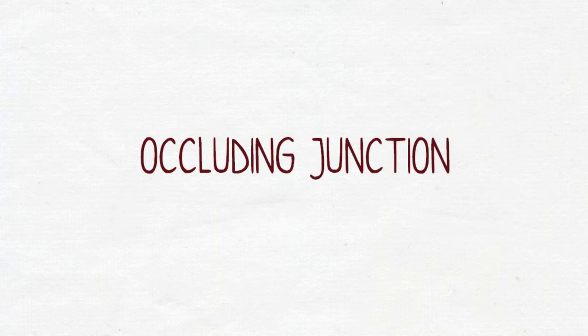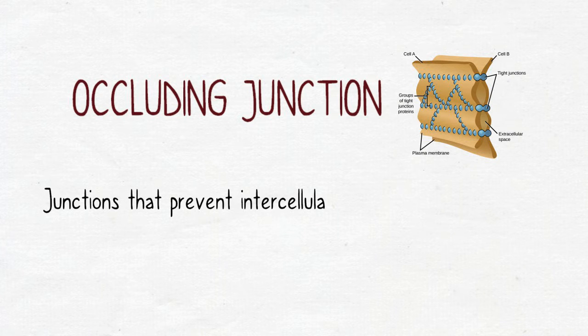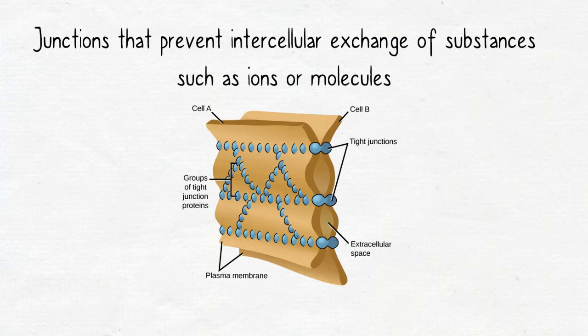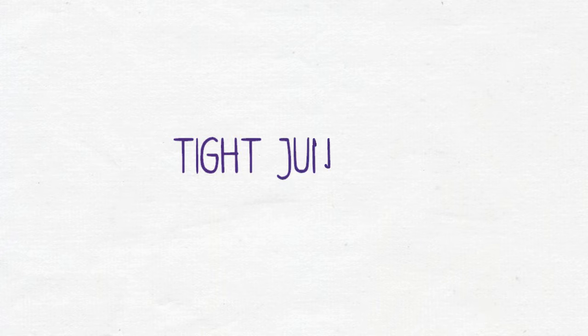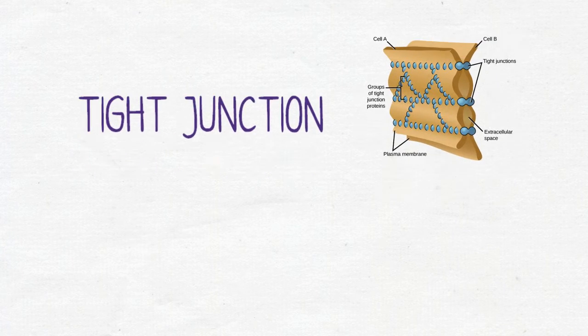First, we start with the occluding junctions. These are junctions between cells that prevent intercellular exchange of substances. They prevent movement of ions and molecules from one cell to another. The only example under this category is the tight junction, and we shall go into it. The tight junction, or the zonula occludens.